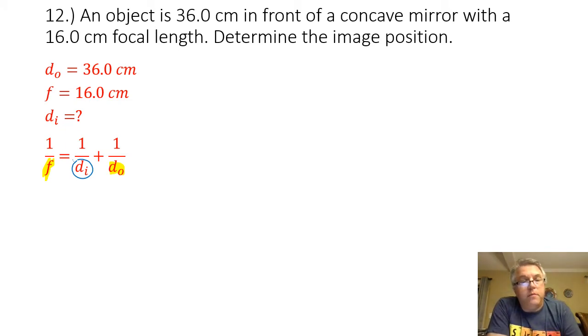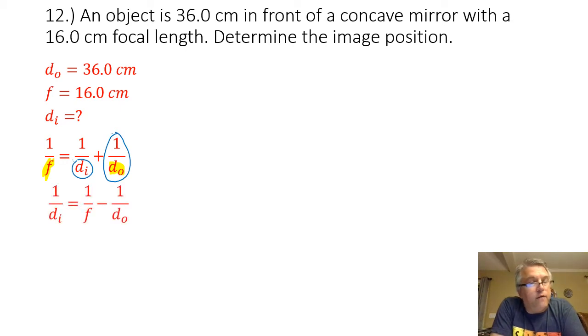So that means that I want to take my fraction 1 over object distance and subtract it from both sides. And when I do that, I'm going to have 1 over the image distance equals 1 over the focal length minus 1 over the object distance.